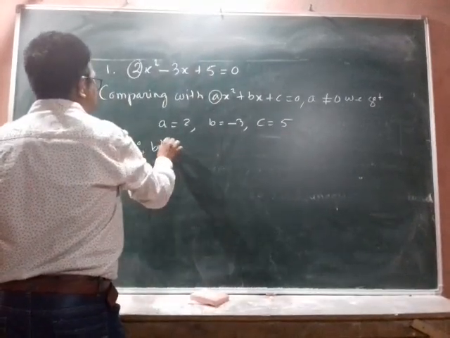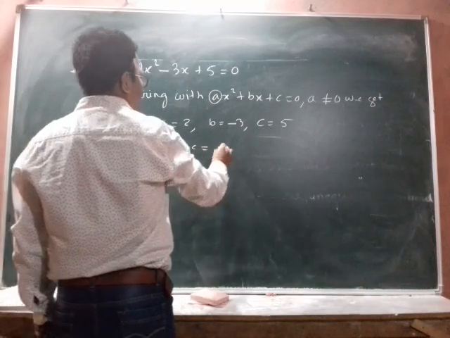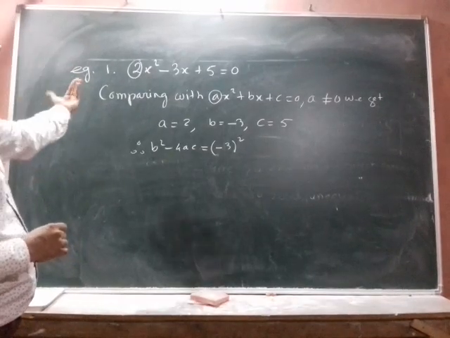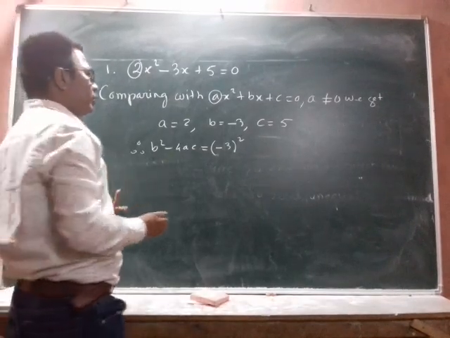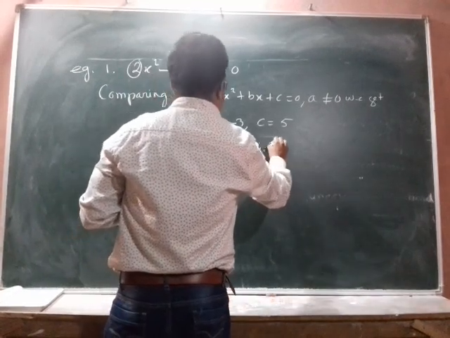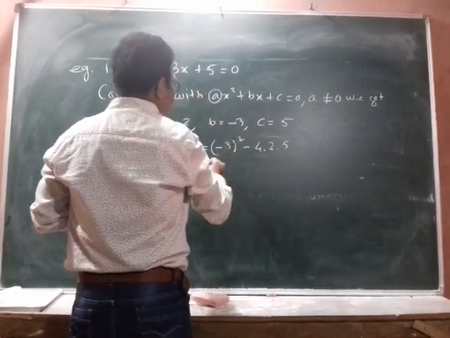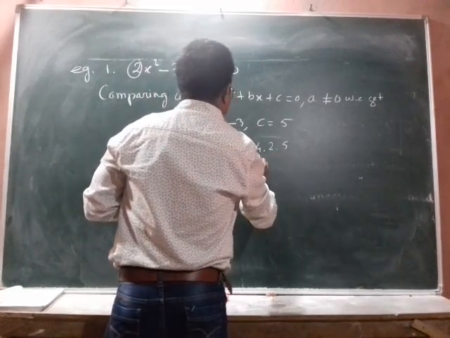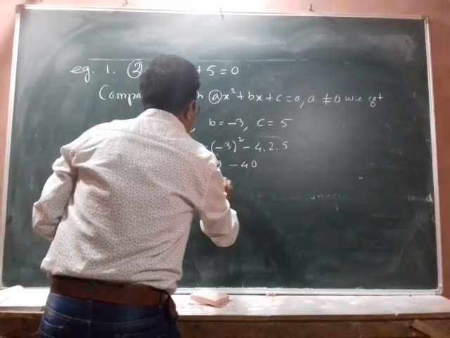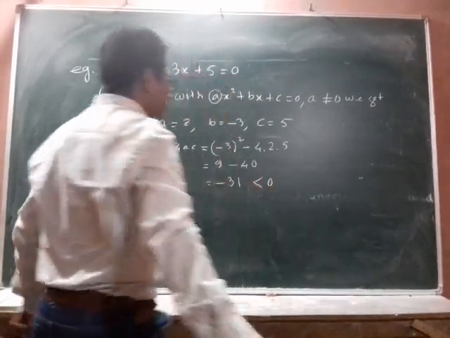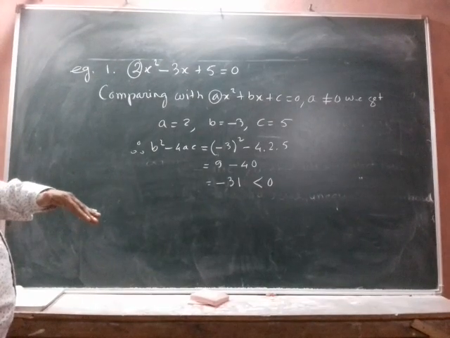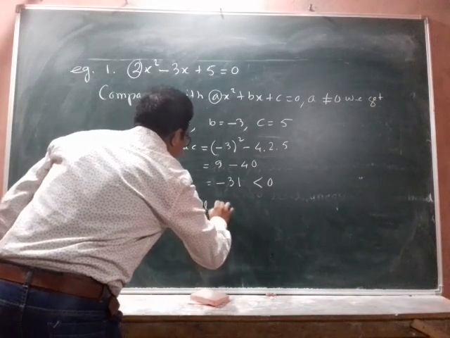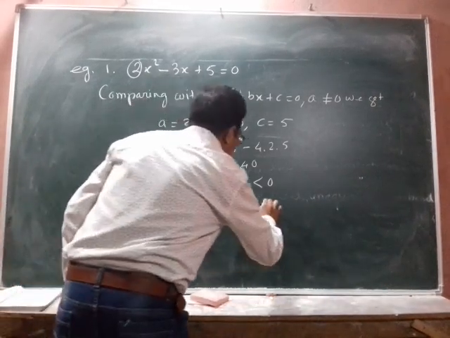Now we check b square minus 4ac. First you find a, b and c by comparing the given equation with ax square plus bx plus c equal to 0. Then b square minus 4ac is minus 3 whole square, which is 9, minus 4 times 2 times 5, which is 40. That is equal to minus 31, which is less than 0. So b square minus 4ac is less than 0, which means no real roots exist.